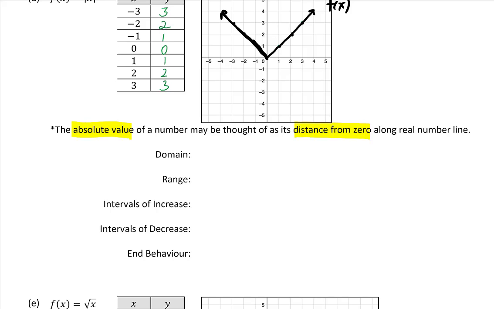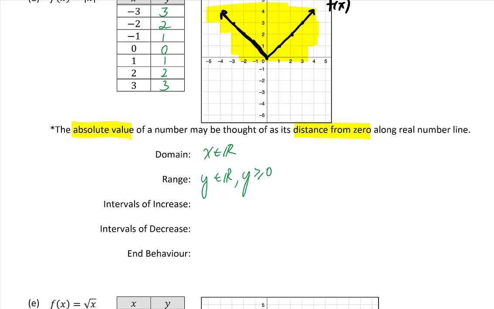Domain. So the domain is x can be any real number. The range, again you see that this function only exists for y values greater than or equal to 0. So y can be any real number, but it has to be greater than or equal to 0. And that makes sense because we're talking about the distance from 0, so we can't have a negative distance.